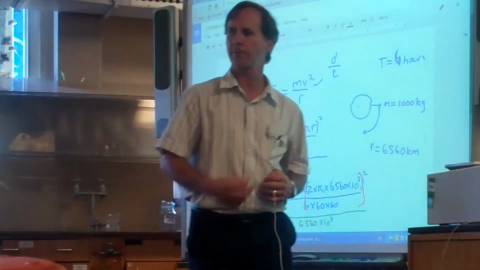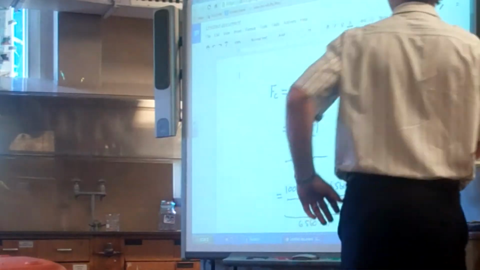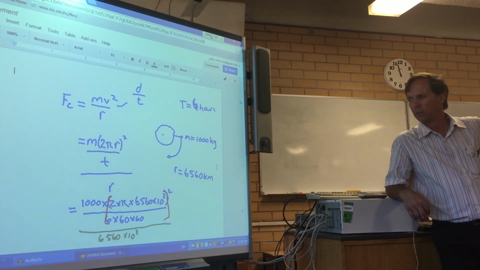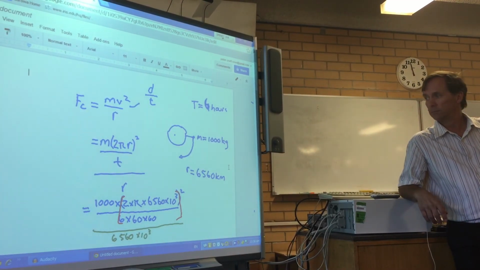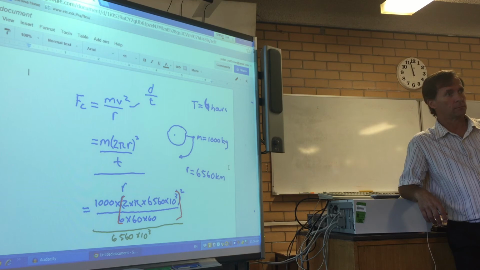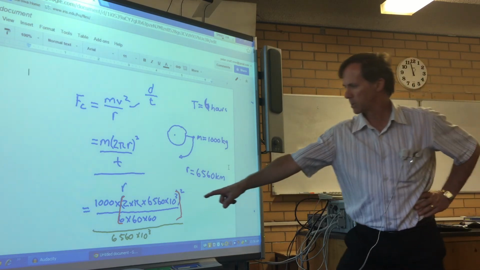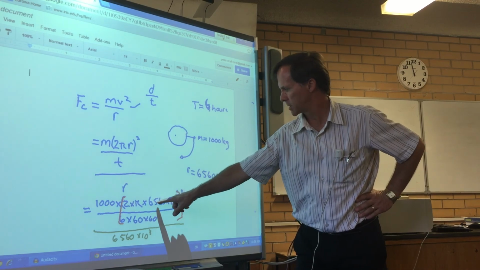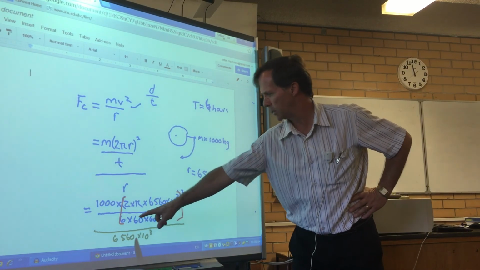If you want to do that in the calculator, we'll find out the force acting on it. It's 10 to the 3, squared, all squared in the brackets, isn't it? It's 2 times pi times 6560 times 10 to the 3 divided by 6 times 60 times 60, all squared.